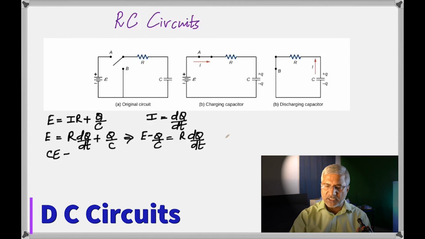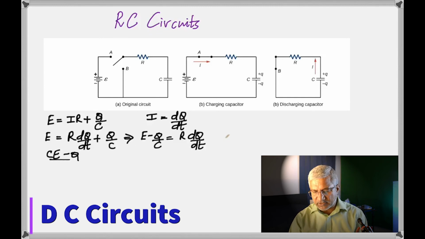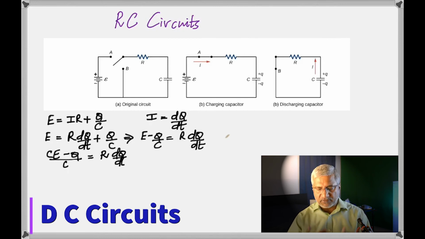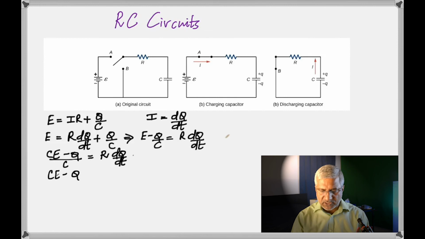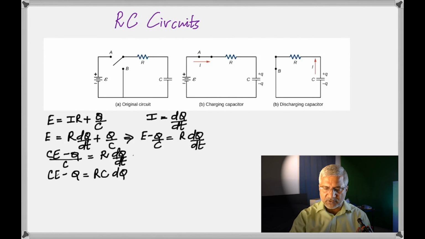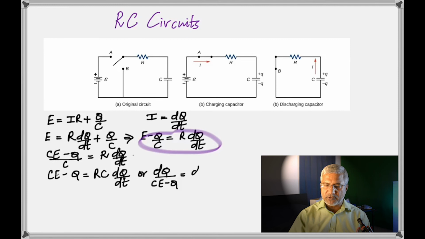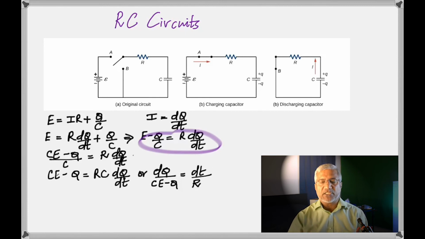I took Q by C to the other side first, so it became E minus Q by C. Next, I'm going to take the LCM here, so it'll be (CE minus Q) whole divided by C is R dQ by dt. Manipulating this, I took the C to the other side, and it became R times C. All right, almost there. So dQ by (CE minus Q). See how I collected the Q terms now? You see that dQ by (CE minus Q) is dt by RC. Now I'm ready to integrate.